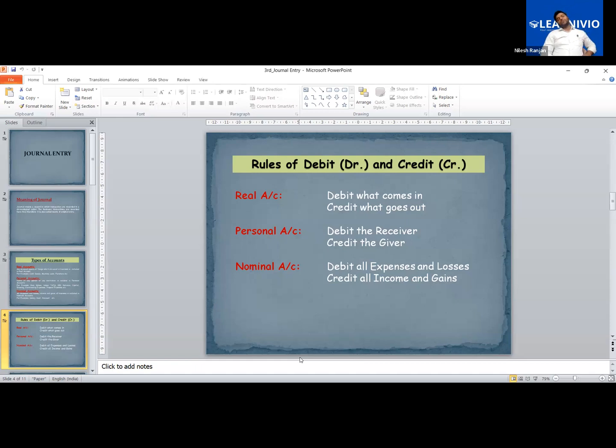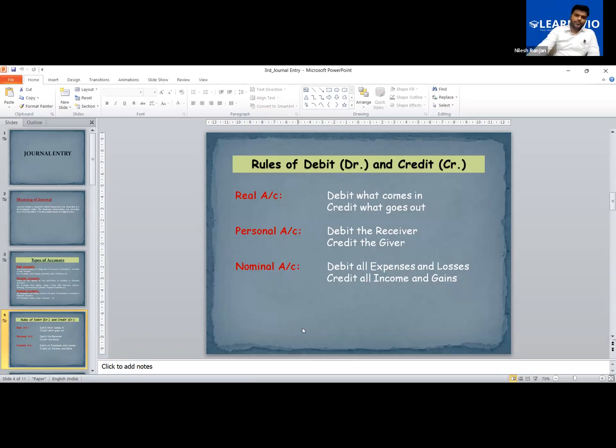Okay, so these are the rules of debit and credit. You have to remember these. They are very important, and they will be used in 12th also, because sometimes you have to remember which account is debited or credited and why. Nominal account: debit all expenses and losses, credit all income and gains. So all the expenses or losses will be debited, all the income, gains or profit will be credited. Personal account I have already told you, real account I have told you. So this is the journal entry.